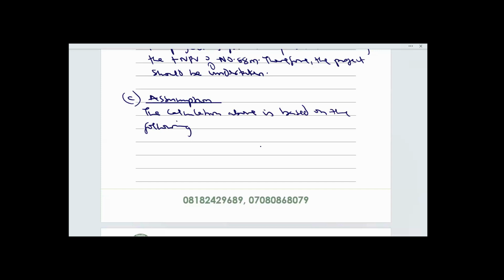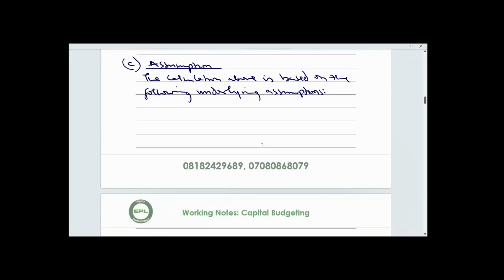The following underlying assumption. What are the assumptions? Now, pay attention on this. Anytime you want to state your assumption under capital budgeting, it's a must that you talk about cash flow. Number one, you need to talk about cash flow. What's your assumption on cash flow?